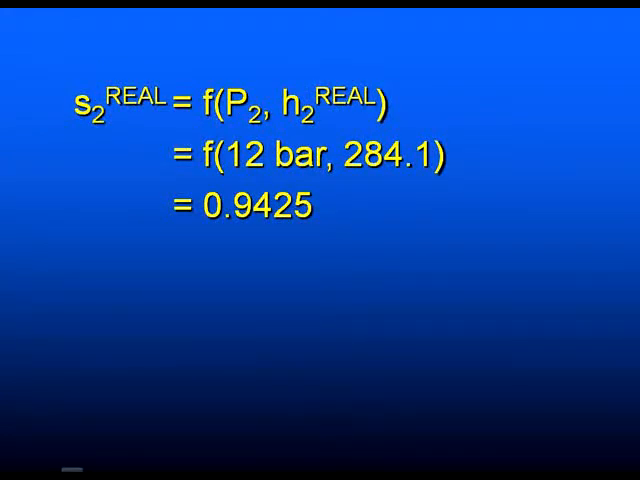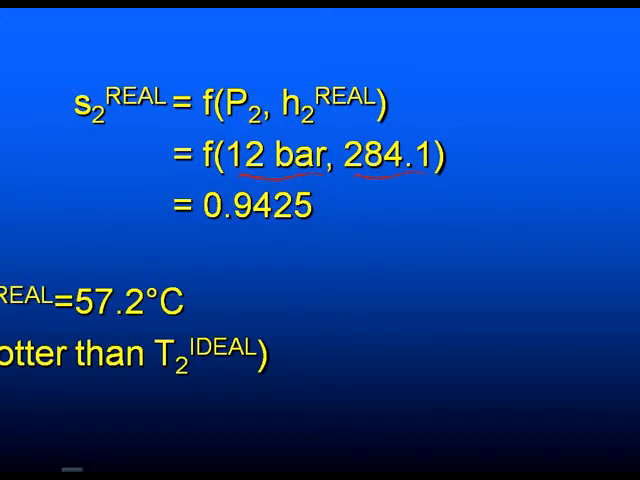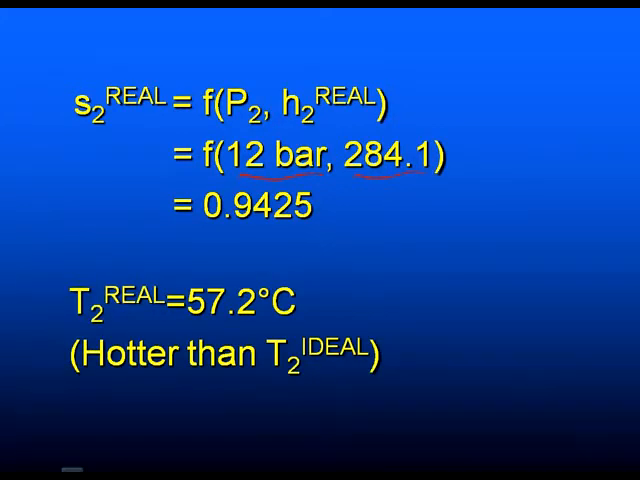We find the entropy as a function of that actual enthalpy, H2 real, 284, and the same high pressure of 12 bar. The entropy has gone up to 0.9425. As I mentioned earlier, the temperature is higher leaving the compressor than it would have been from the ideal compressor. We're assuming an adiabatic compressor here. Of course, you could cool the compressor and then it would be lower, but then you've taken entropy out.